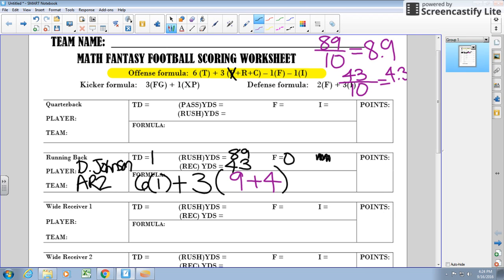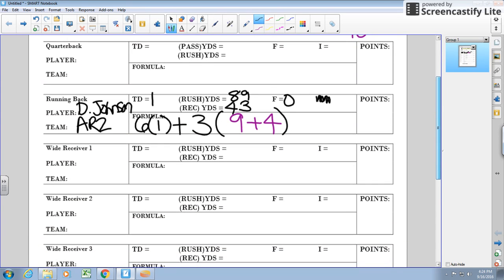Now, he didn't have any fumbles, so I could write this, but I know that that means 0, so it's not going to affect my answer. So I can actually keep it off if I don't have any fumbles. Now, here's where students always mess up, so be careful. You must do what's in the parentheses first. So 9 plus 4 is 13.